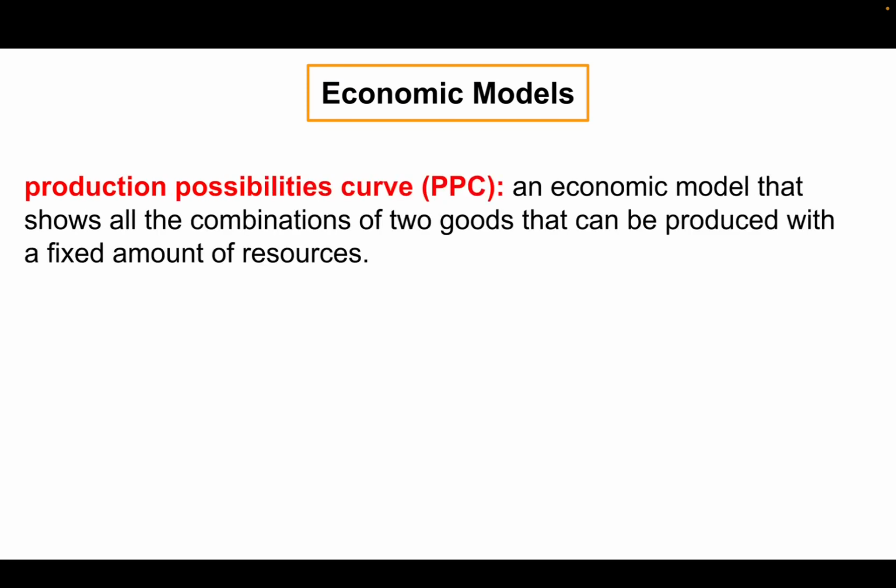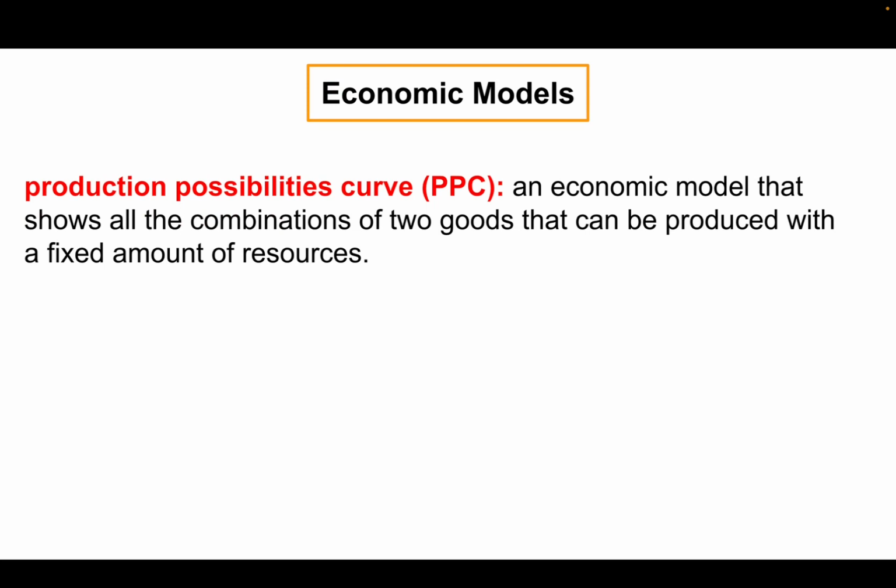So, the economic model we're going to look at first is called the production possibilities curve or PPC. Sometimes you'll hear it called the production possibilities frontier or PPF. It's an economic model that shows all the combinations of two goods that can be produced with a fixed amount of resources. And so I want to highlight a couple parts of the definition for you.